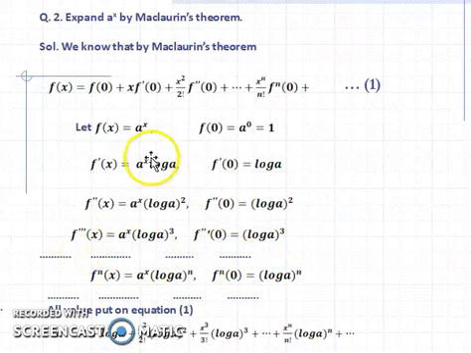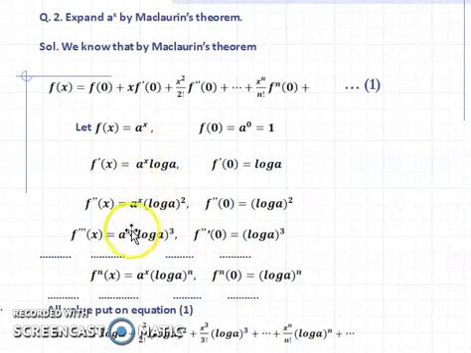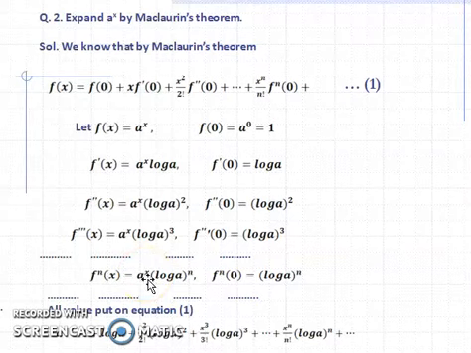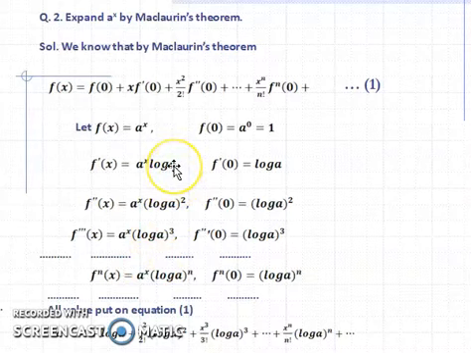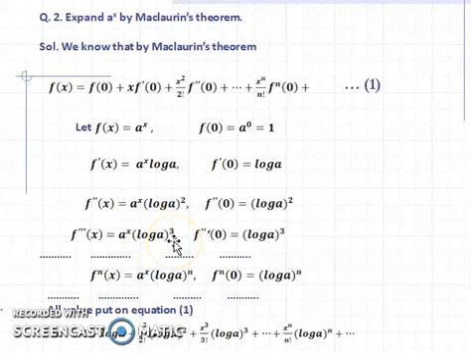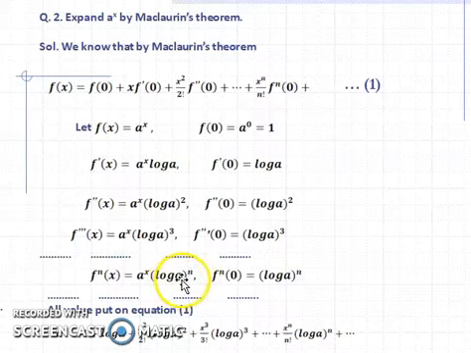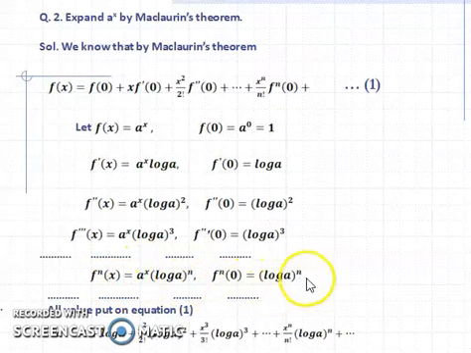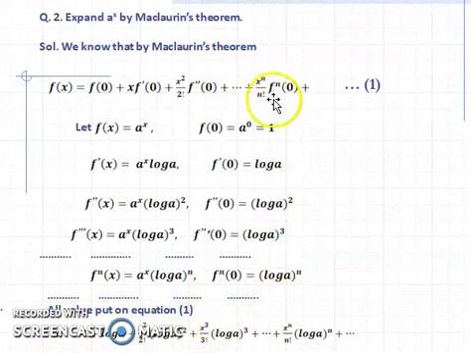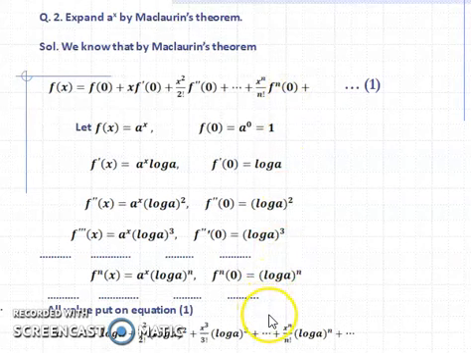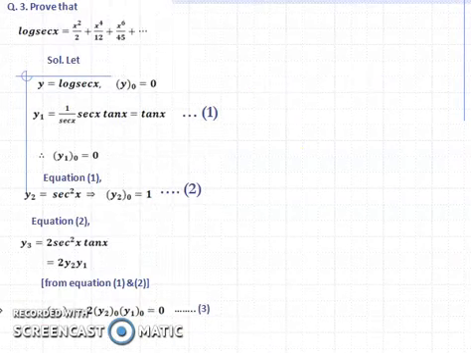See here the pattern of nth order: a to the power x stays a to the power x when we derive the nth order of differentiation. See here, the first order gives log a, the second order (log a) square, the third order (log a) cube. So what is the nth order of the differentiation? a to the power x (log a) to the power n, and after substituting x equal to 0 we get (log a) to the power n. Now putting all these values in the given statement of Maclaurin's theorem, and after simplification we get the result of the theorem.